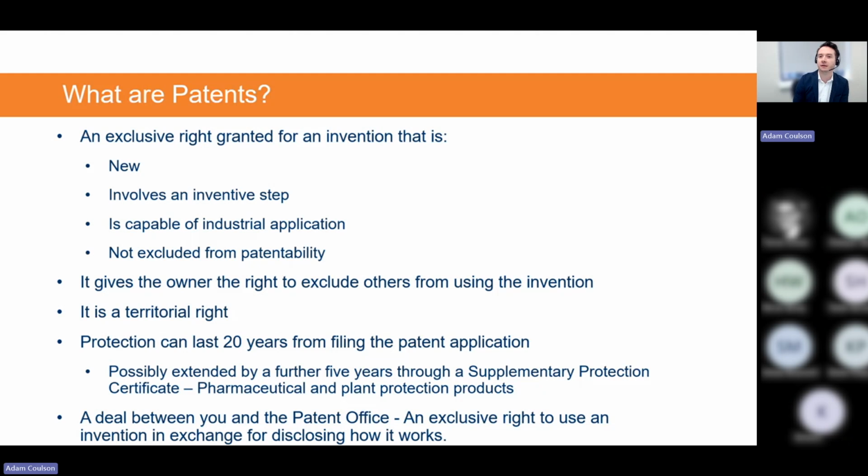The 20-year period may be extendable for a further 5 years if the patent owner is granted a supplementary protection certificate. Now, this applies mainly to pharmaceutical and plant protection products and is aimed toward compensating for long regulatory approval processes which these products must go through before they can be sold. A patent is essentially a deal which is made between the patent owner and the Patent Office. In that deal, you agree to disclose how your invention works in return for an exclusive right to use that invention for up to 20 years.